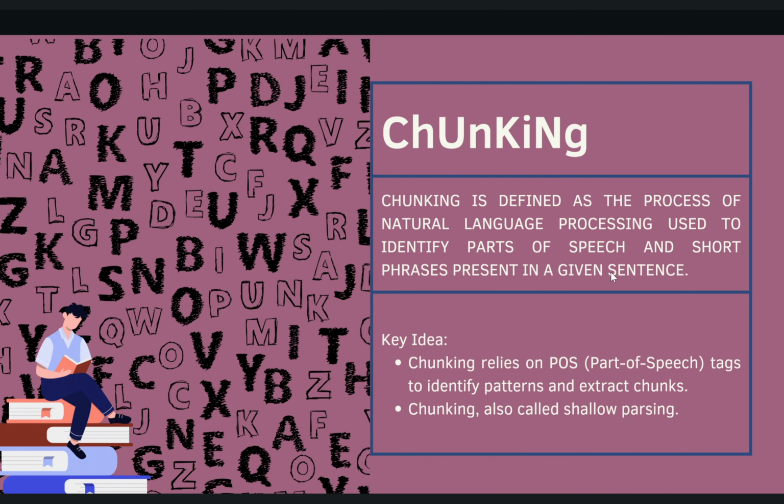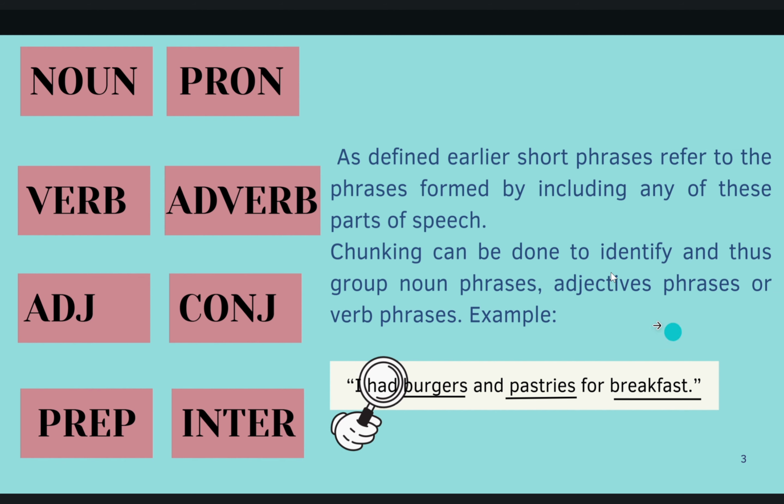Chunking is also known as shallow parsing. It is a process in NLP that helps identify phrases within a sentence by grouping words based on their part of speech tag. As defined earlier, short phrases refer to the phrase formed by including any of these parts of speech. Chunking can be done to identify, thus group, noun phrases, adjective phrases, or verb phrases.